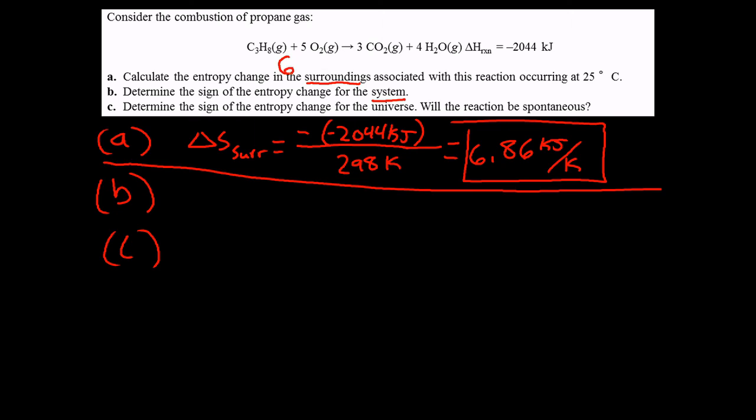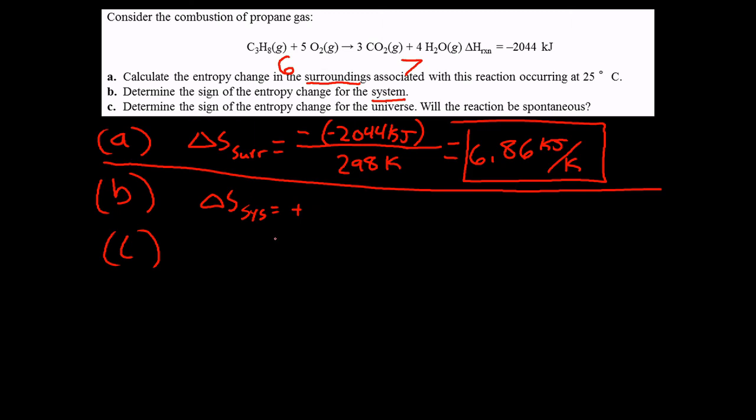But if you notice here, we have 6 moles of gas on the reactant side, and we have 7 moles of gas on the product side. So simply because of that, we can say that the sign for the entropy change of our system is going to be positive. So this is one of those cases where the surroundings have a positive increase in the entropy, and so does the system.